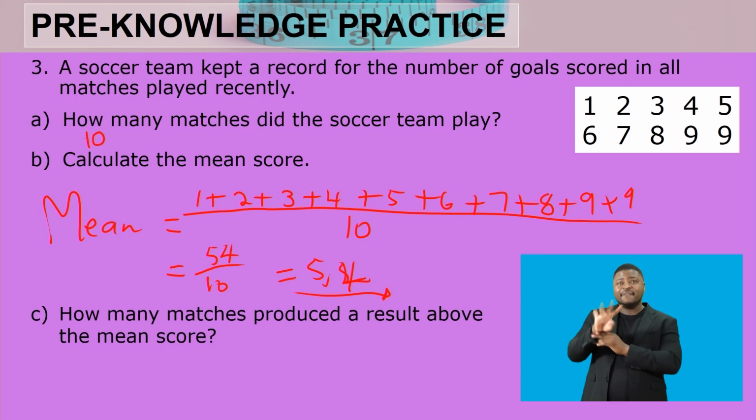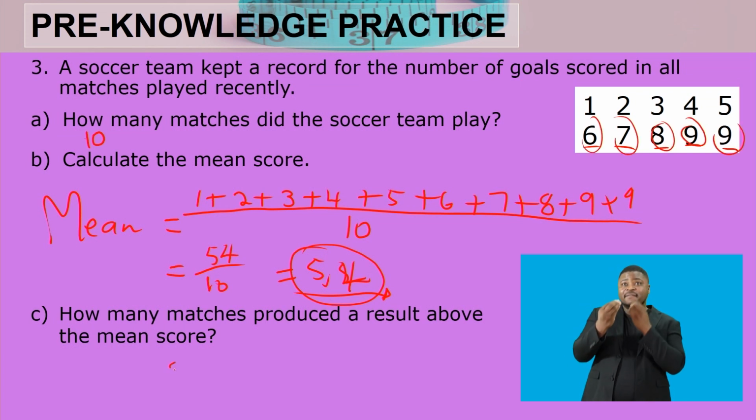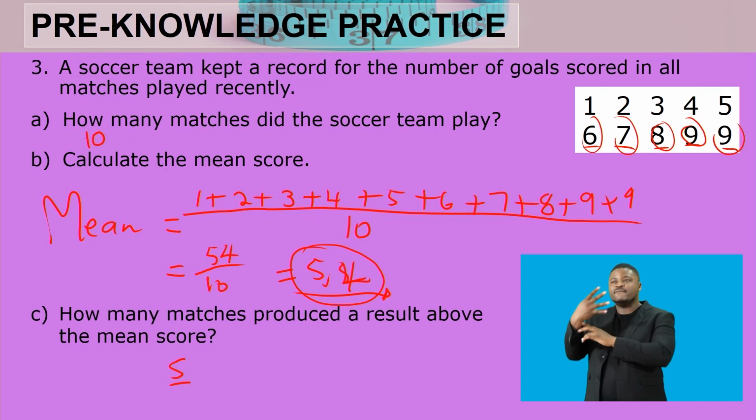How many matches produced a result above the mean score? The mean score is 5.4. So we have to check how many matches had a goal count above 5.4. After 5, we have 6, 7, 8, 9, and 9. So it's 1, 2, 3, 4, 5. So we've got 5 matches that produced a result above the mean score.